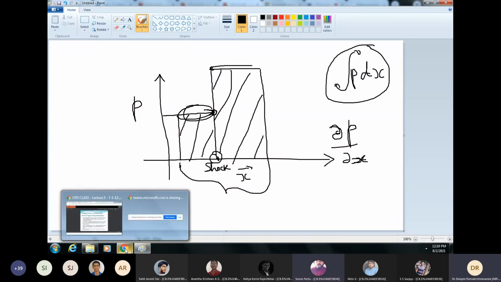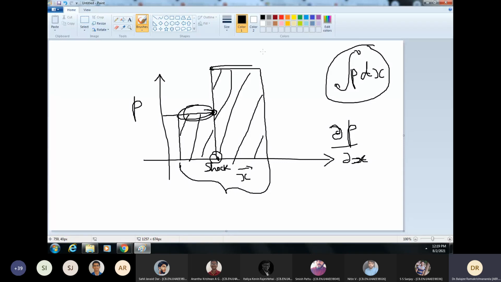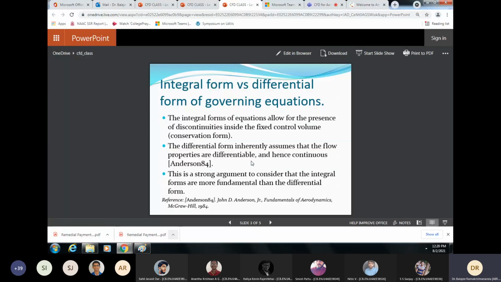Yes, sir. Okay. So the differential form, theoretically, it has a limitation. But anyway, when you're applying numerical methods, there'll always be some smearing and all that. We are not talking of that now. Only from the mathematical point of view, we are stating that the integral forms are a little bit stronger formulation because they allow for the presence of discontinuity inside the fixed control volume. This is known as conservation form.